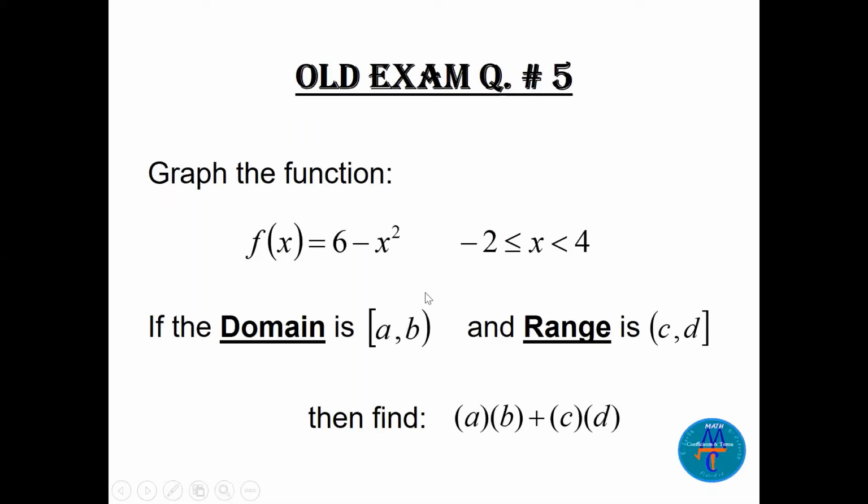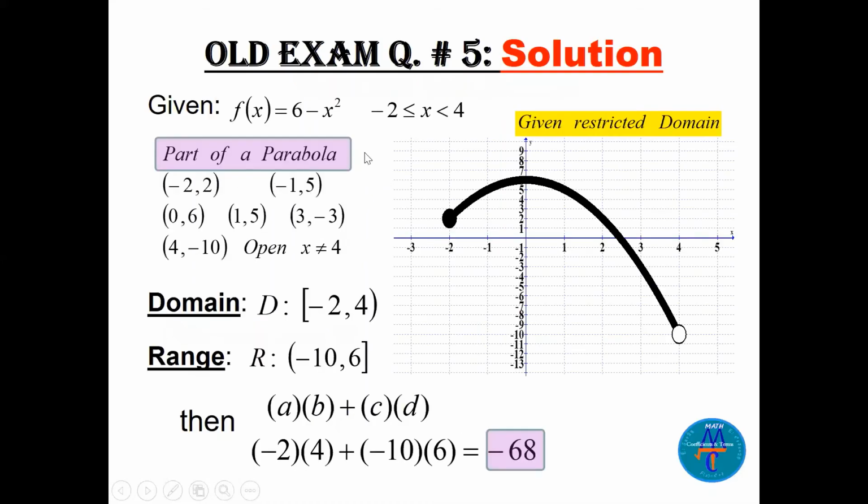Put here minus 2, closed. You see that closed, open 4. So this is A and B. The domain is given. Now the range, you have to check the graph. Look at the graph here. Take minus 2, take minus 1, 0. You can take 4 also. See, 6 minus 4 squared, 16. So that's minus 10. But remember open, because x cannot be 4.